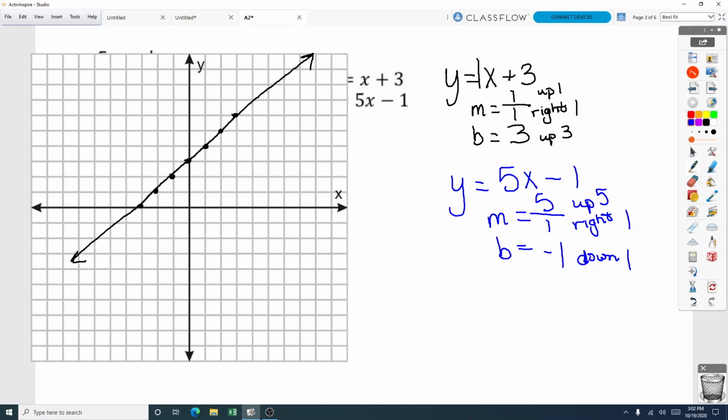When I do my second line, where do I start, Cole? Negative 1. Which is how? It's down. Down 1. Good. And then when I go down 1, I'm going to use my slope, which is up 5. 1, 2, 3, 4, 5. Right 1. It's not the same line. I was almost right.